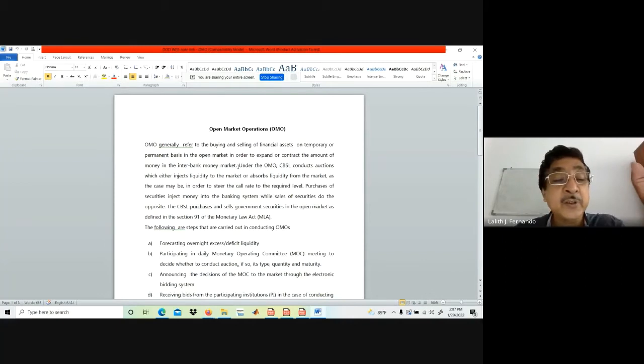Under the OMO, the central bank conducts auctions which either inject liquidity into the market or absorb liquidity from the market, as the case may be, in order to steer the call rate to the required level. So the main idea of doing open market operations is to stabilize the call money rate. If open market operations are not there, and the market liquidity goes down, the call money rates will go up. That will make an imbalance in the call money market. In order to stabilize that, the central bank would engage in open market operations.